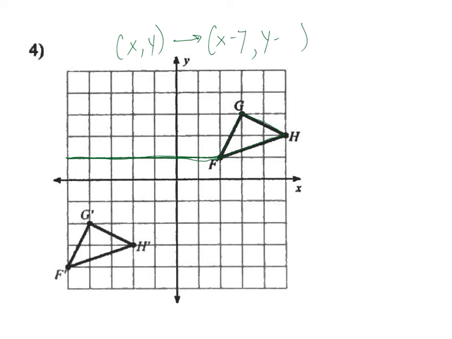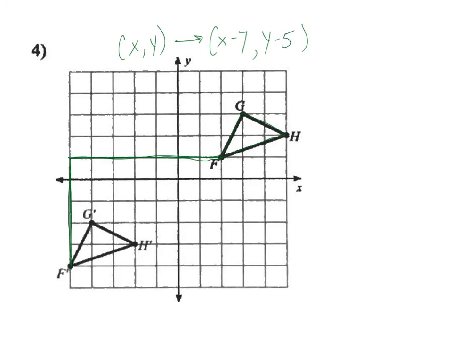And our y is going to be going down to F prime here. So 1, 2, 3, 4, 5. So it's going to be minus 5. And again, to make sure that the image is congruent and everything is sliding over the same amount, we have to make sure that it does the same thing from G to G prime. So we count 7, 1, 2, 3, 4, 5, 6, 7, and then down 5, 1, 2, 3, 4, 5. We're at our new location, which is denoted with G prime. We could do the same thing for H: over 7, down 5, and we have our new image location.